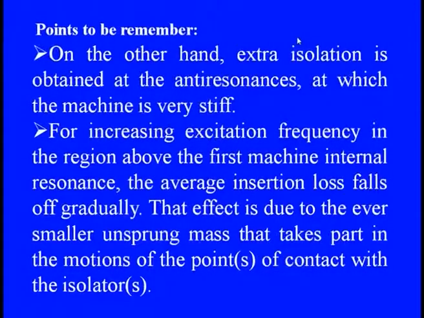But on the other hand, if extra isolation is obtained at anti-resonances, we need to see that the machine is not the flexible one, the machine is even more stiff. And for increasing exciting frequency in the region above the first machine internal resonances, like 5 to 10 hertz or so, the average insertion loss drastically falls. So we need to check the machine foundation, see where the internal resonances are, and how the corresponding exciting frequencies vary with this.